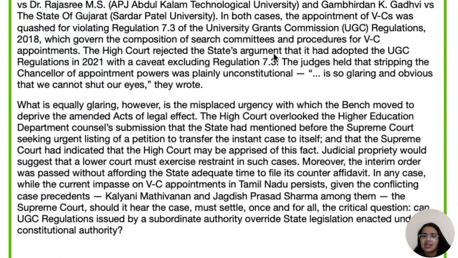The High Court rejected the state's argument. अभी High Court क्या बोल रहा है? That it had adopted the UGC regulations with a caveat excluding regulation 7.3. There is a condition. Caveat means some kind of a caution. So High Court ने reject कर दिया argument that it had adopted UGC regulations with a warning excluding 7.3 जो पहले बताया regulation. The judges held that stripping the chancellor of appointment powers was plainly unconstitutional. So judges का मानना है that VC के पास से powers का ले लिया जाना, stripping. So whenever the powers are taken away, that's called stripping of powers. It was plainly not as per the constitution.